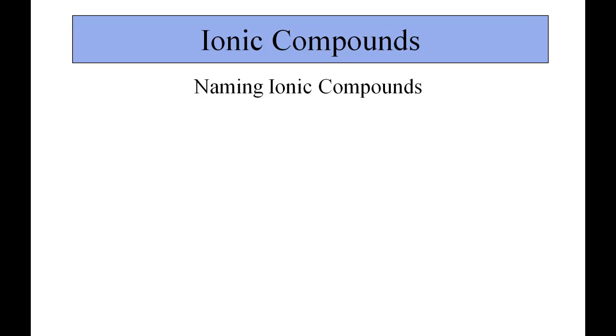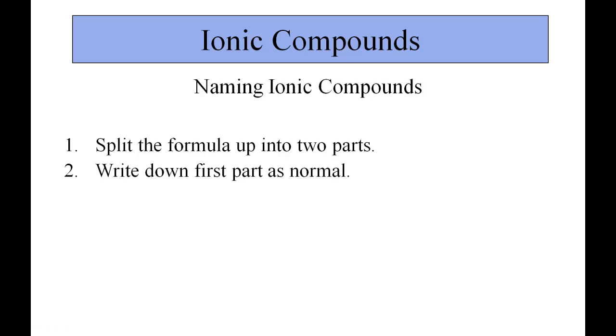In this section, I'm going to teach you how to name ionic compounds. There's several steps in order to get these correct. The first step is to split the formula up into two parts. The first part of an ionic compound is the positive part, or the cation. The second part is the negative part, or the anion.